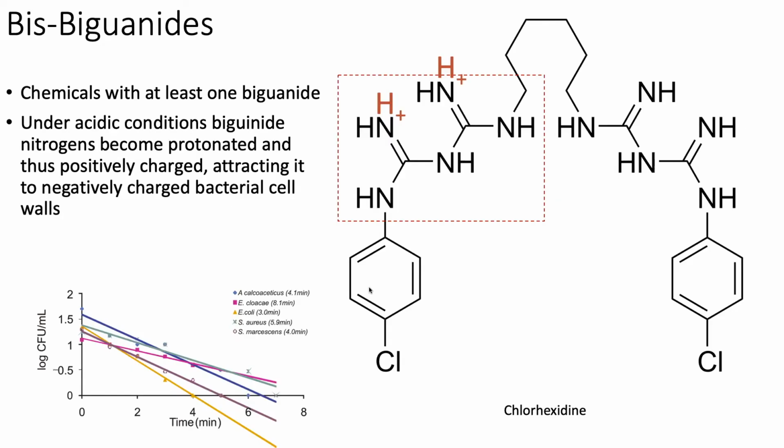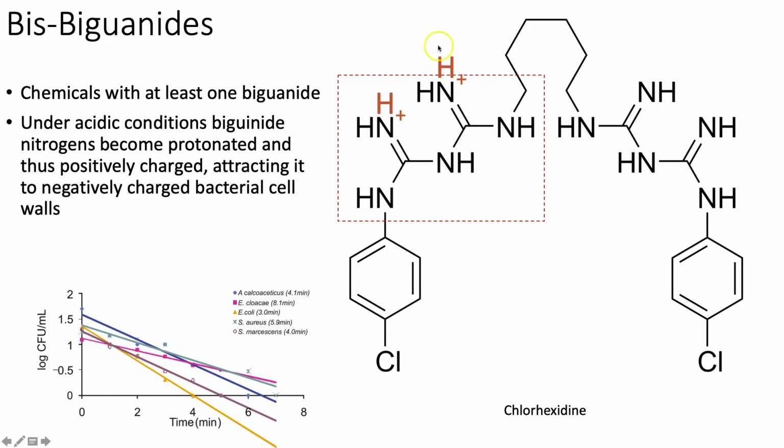Biguanides are another chemical that shows up sometimes. Chlorhexidine, which I showed earlier on this little chart, is a really interesting set of chemicals. They have to have at least one of these biguanide structures right here. And so I added these hydrogens here.